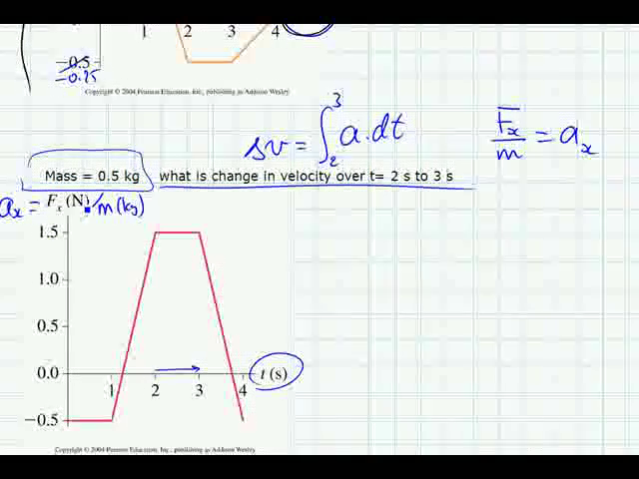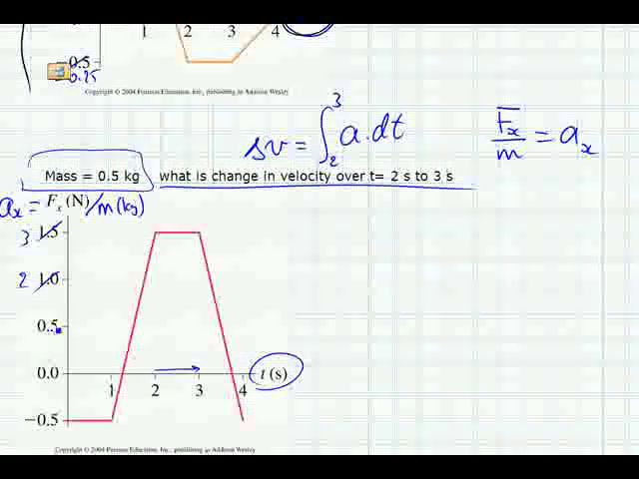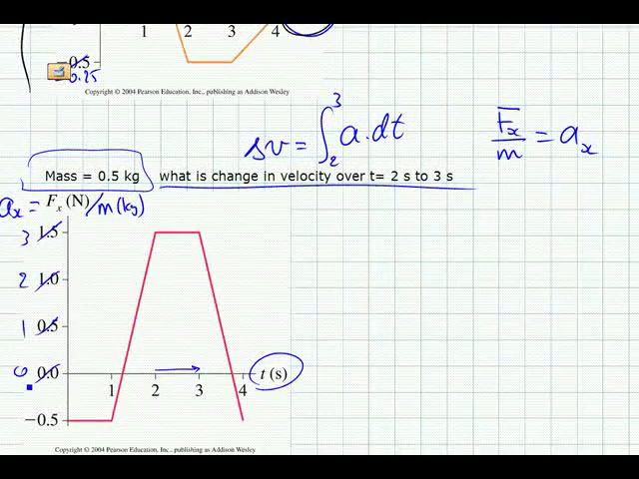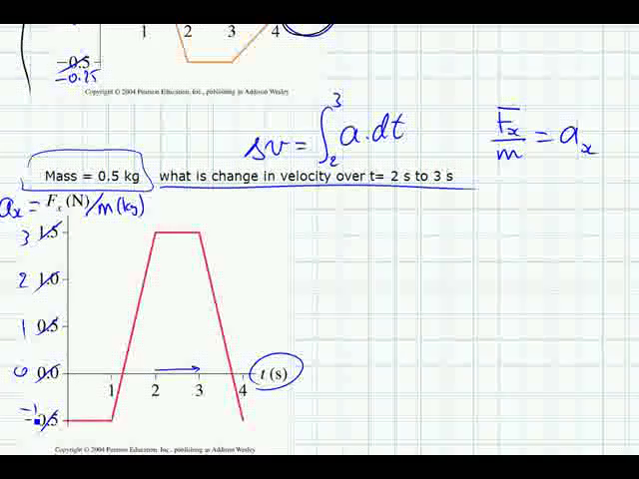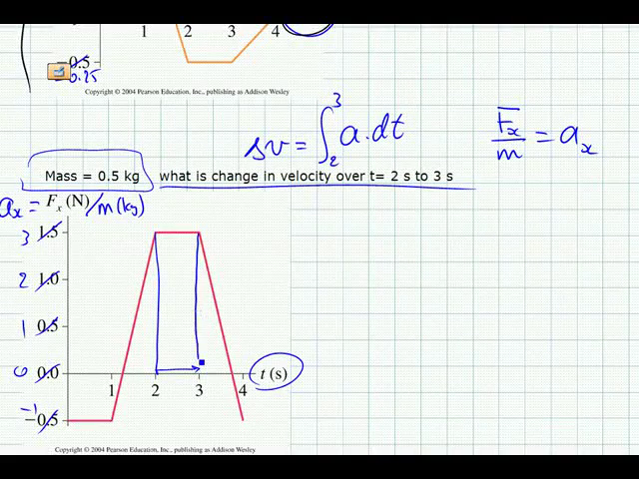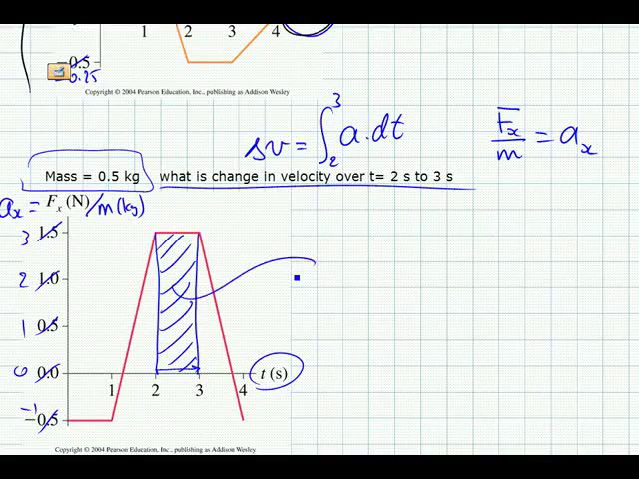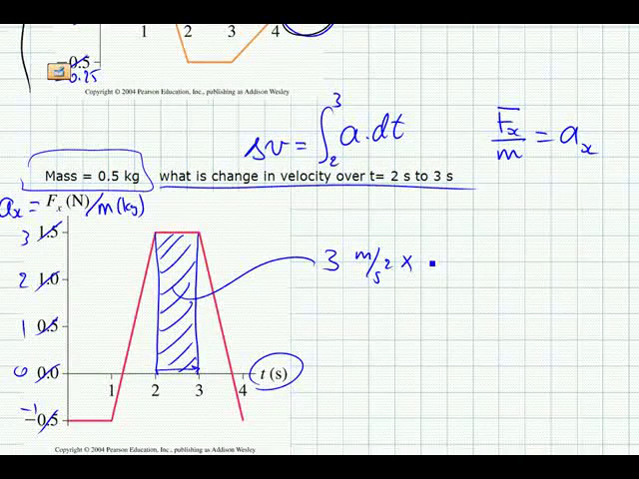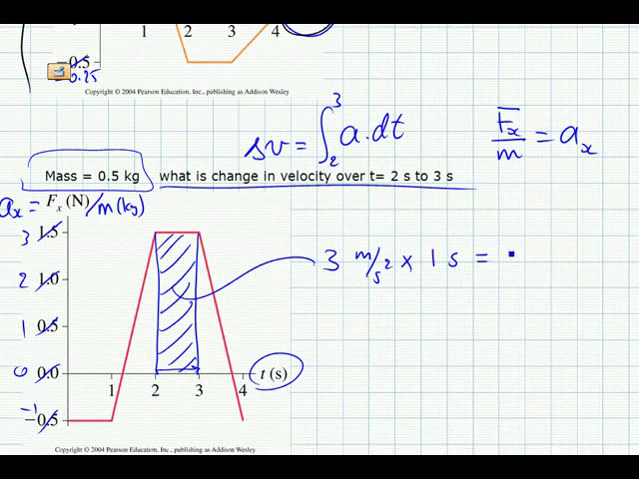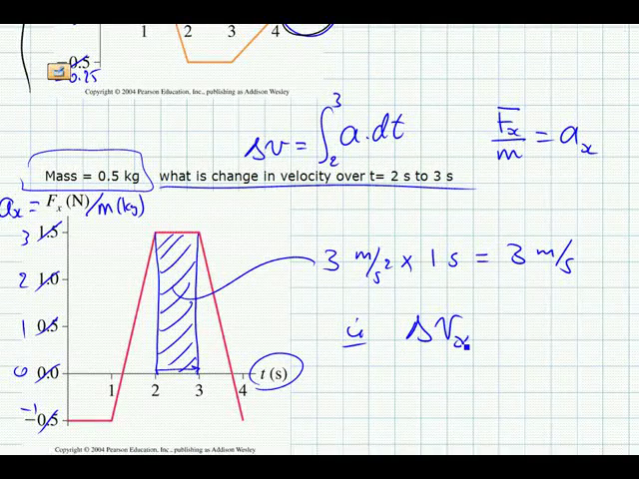So 1.5 divided by a half, that's 3, 2, 1, 0, minus 1. Now let's do the area on this region here from 2 to 3 seconds. That's the blue shaded area, which has a height of 3 units, 3 meters per second squared, multiplied by 3 minus 2 is 1 second, so that's 3 meters per second, i.e.